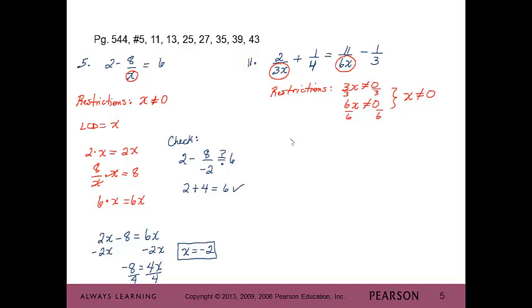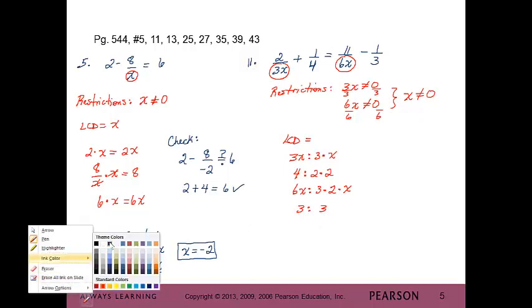So now we can continue by finding our LCD. So the first denominator is 3x, and the factors of 3x are 3 times x. The factors of 4 are 2 times 2, and the factors of 6x is 3 times 2 times x. And then the factors of 3 are just 3.